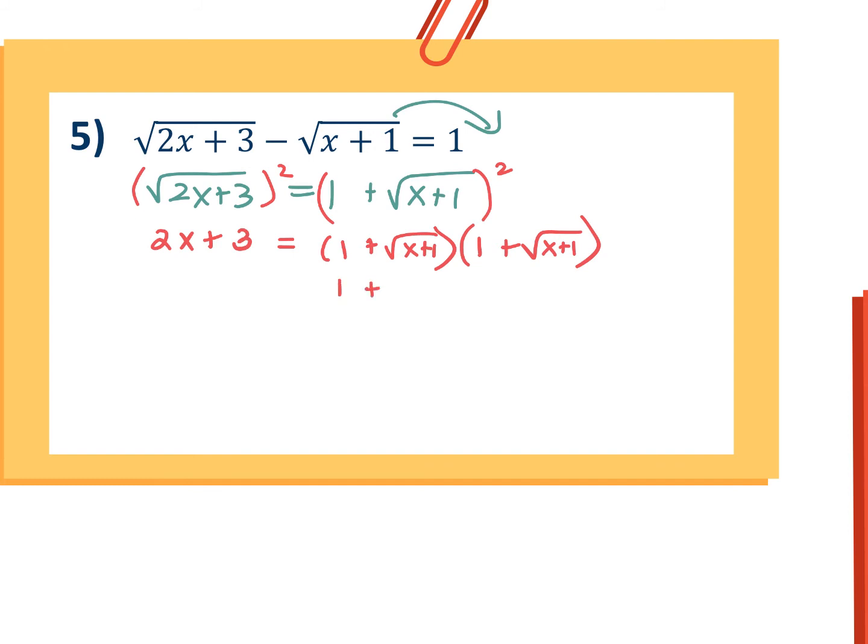I get 1 plus 1 times square root of x plus 1, which is square root of x plus 1, plus 1 times square root of x plus 1, which is square root of x plus 1, plus square root of x plus 1 times square root of x plus 1, which is just x plus 1. The square roots are going to cancel out. So I multiplied a square root by itself, and the square root cancels out. Then I combine my like terms. So I've got a 1 and a 1 here. So 2 plus, there's an x, plus, there would be 2 of these, so 2 square root of x plus 1. All of that equals 2x plus 3.